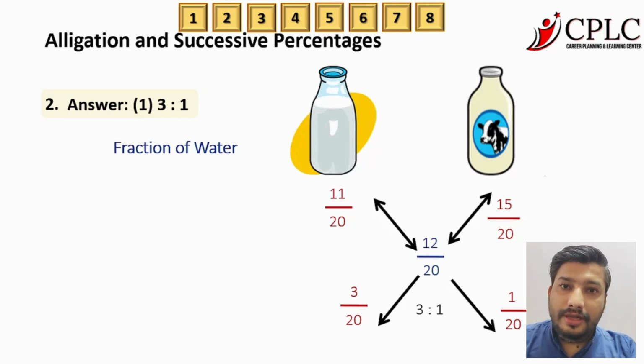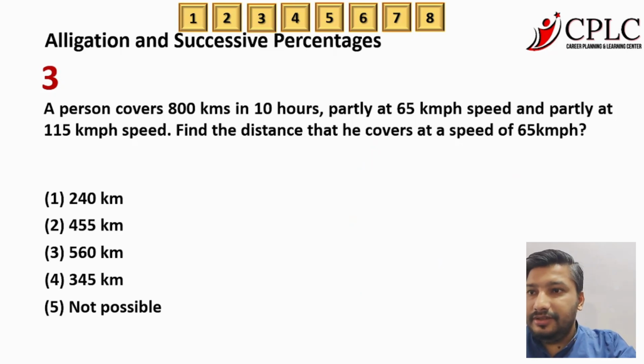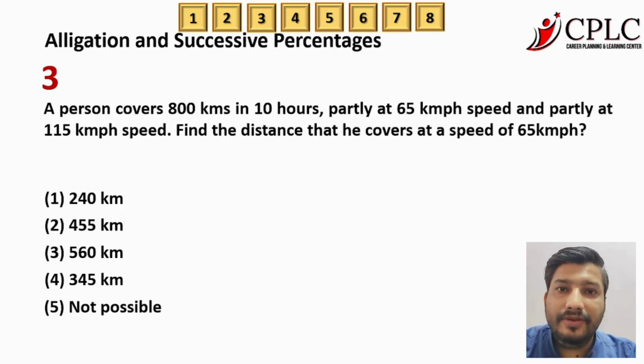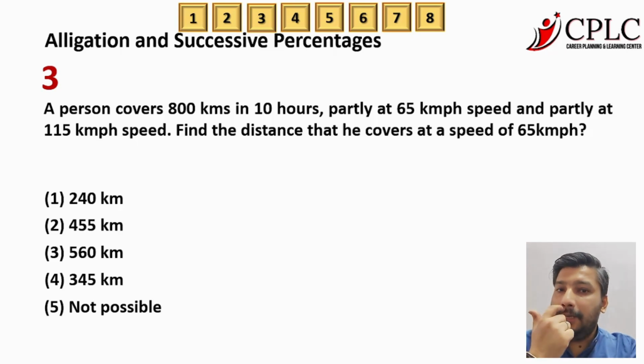Now let's talk about the third one, which says there is a person who covers 800 kilometers in 10 hours, partly at 65 km per hour and partly at 115 km per hour, and we have to find the distance that he covers at a speed of 65 km per hour. Now again here we'll have to do alligation for speeds basically, but to do the alligation we do not have the average speed, which is the middle part that we write below when you do the alligation.